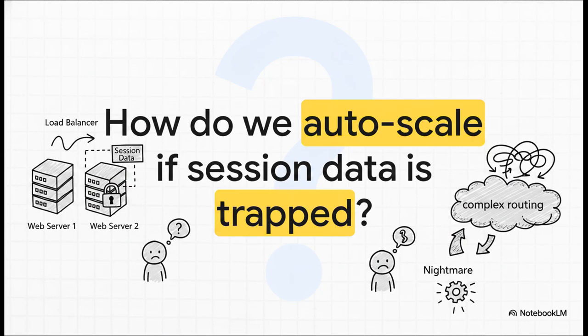But just as we prepare to automatically scale our web servers up and down based on traffic patterns, we hit a really sneaky roadblock. What happens to user session data? Like knowing that a user is actually logged in. Well, if user A logs in on web server 1, their session data is currently trapped on that specific machine. If the load balancer routes their very next click over to web server 2, guess what? They're going to be logged out. This forces us into using complex, sticky session routing, which honestly makes auto-scaling a total nightmare.